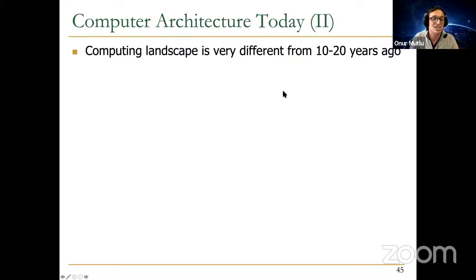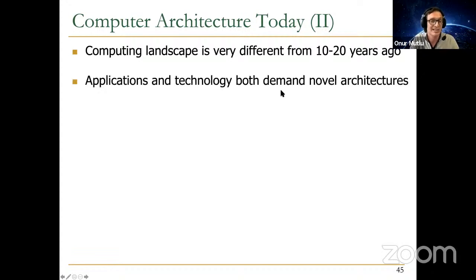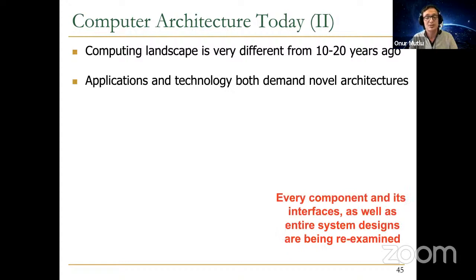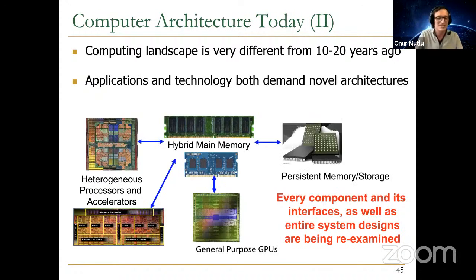Today, both applications and technology demand novel architectures, and architectures and designs are actually responding to them. Basically today, every component and its interfaces, as well as entire system designs, are being re-examined. And I hope to show you some examples of this. And these are some components. I've given you some examples, like we have heterogeneous processors and accelerators, many, many processors and accelerators. We have hybrid memories, hybrid storage, persistent memory and storage, GPUs, AI and ML accelerators.